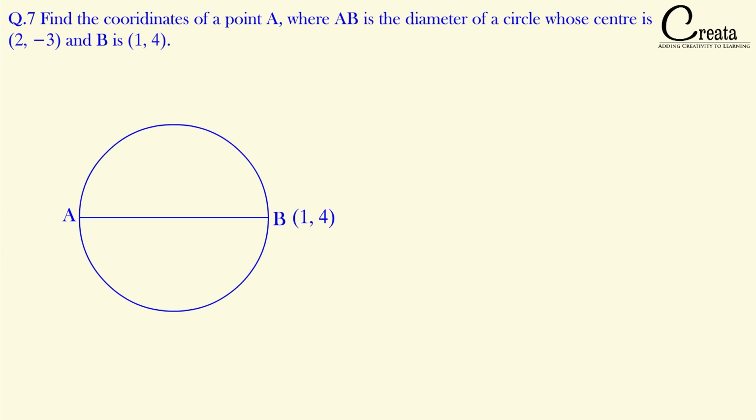Let's assume the coordinate of point A as (x, y). In the question, the center of the circle is also given as (2, -3). Let's assume the center point as C. Here AB is the diameter and C is the center, means C is dividing the diameter AB into two equal parts, that is, in the equal ratio. So we got AC is to CB equal to 1:1. So we will apply our section formula.